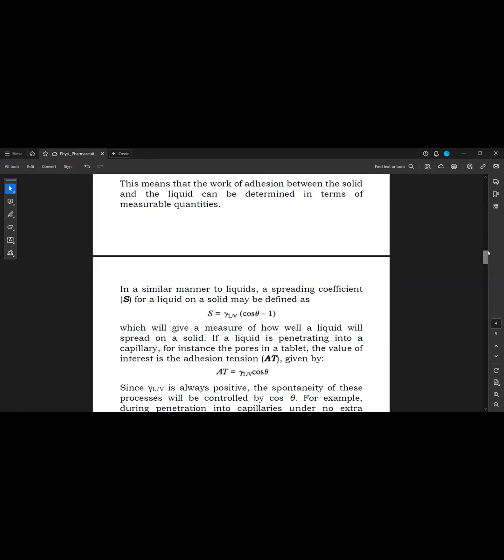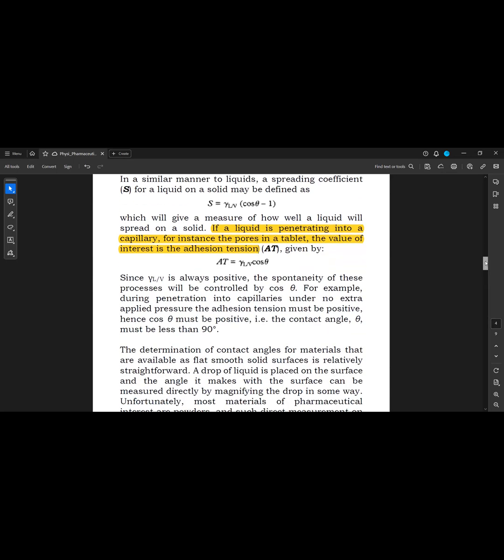In a similar manner to liquids, a spreading coefficient for a liquid on a solid may be defined using this formula. This gives a measure of how well a liquid will spread on a solid. That's what I was explaining. If a liquid is penetrating into a capillary, for instance the pores in a tablet, the value of interest is the adhesion tension. Adhesion, as we said in the morning, is the forces between two molecules which are dissimilar. Again, it's given by this complex formula.